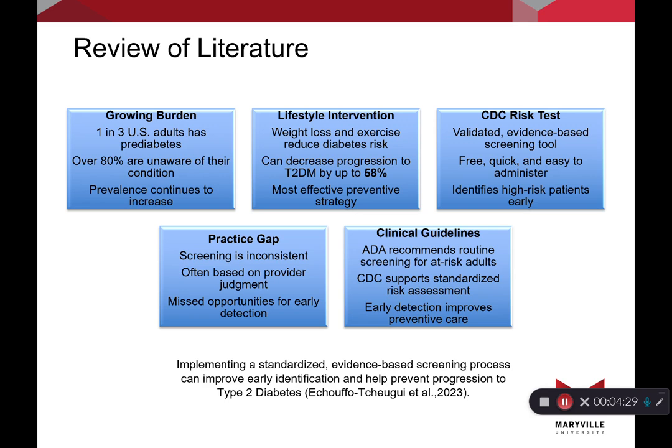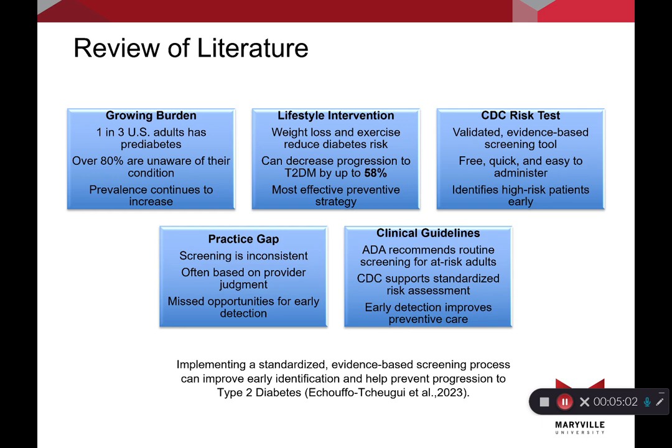Review of literature. The literature supported the use of earlier and more standardized approaches to identifying prediabetes. Prediabetes represents an intermediate state between normal glucose regulation and diabetes. Because patients may remain asymptomatic during this period, screening becomes particularly important. One of the strongest themes identified in the literature was the growing burden of prediabetes.